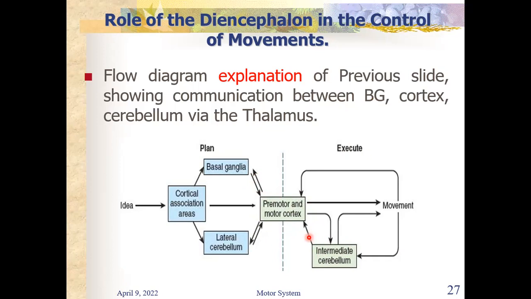So funneling of information about the intended movement passes through the thalamus. You can't bypass the thalamus. So that is the role of the thalamus, the role of the diencephalon in the control of movements.